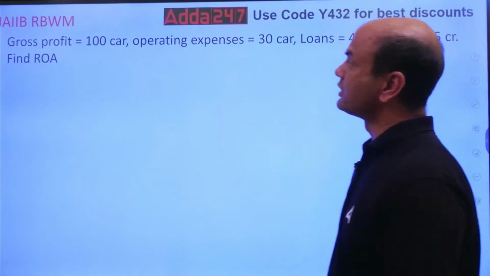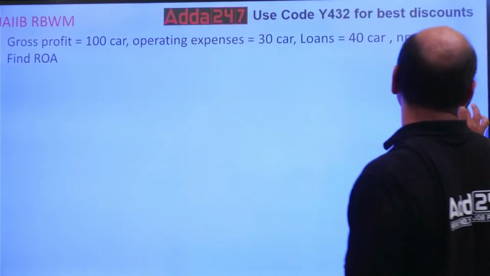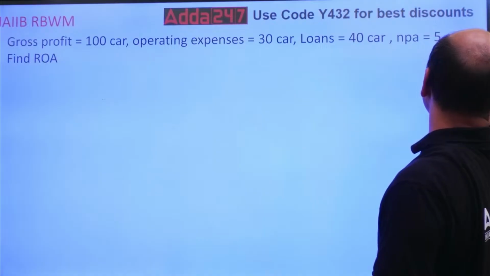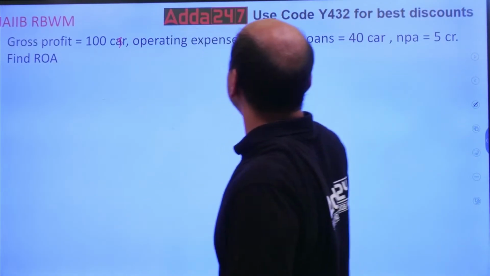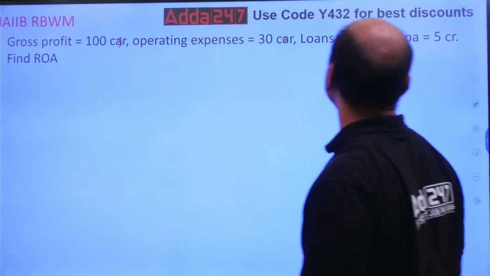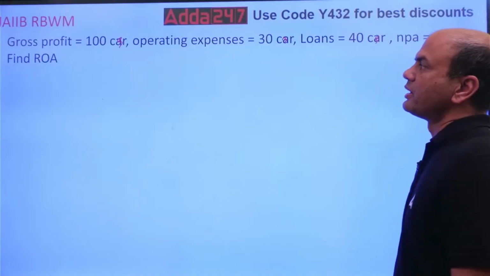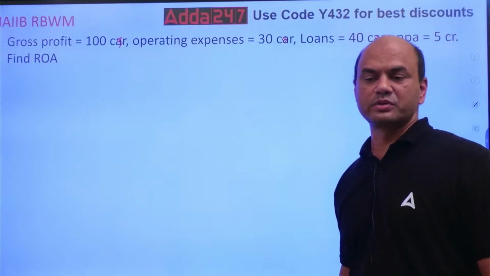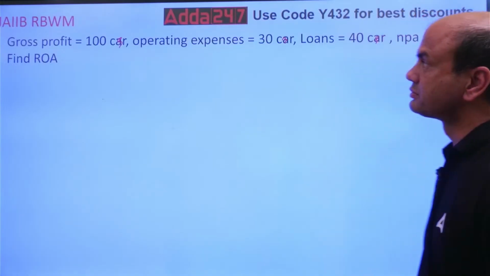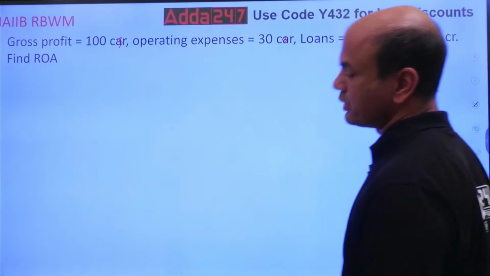Gross profit equals 100 crores. Operating profit is 100 crores. Gross profit 100 crores, operating expenses 30 crores, loans 40 crores, NPA 5 crores. Calculate ROA.